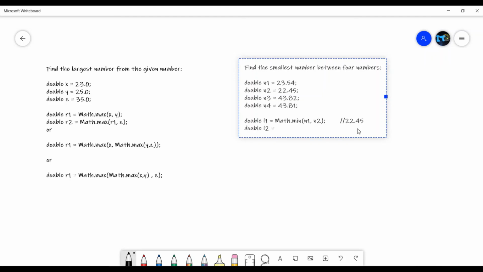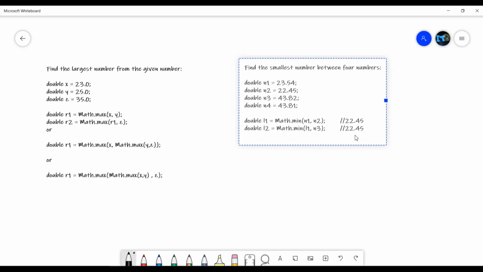Similarly, next calculate double L2 is equal to Math.min between your L1 with your n3 value. So here L1 value is 22.45 comma n3 value. What is the n3 value? That is 43.82. So which is the smaller one? That is also 22.45. So this method also returns 22.45, means your L2 value is 22.45.